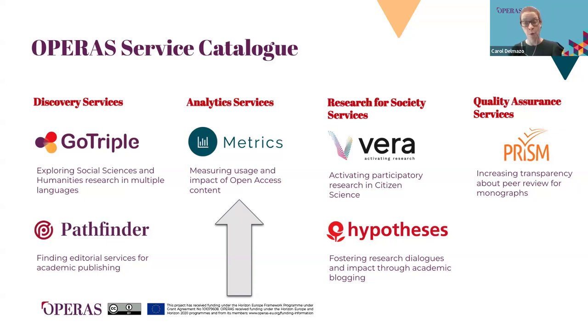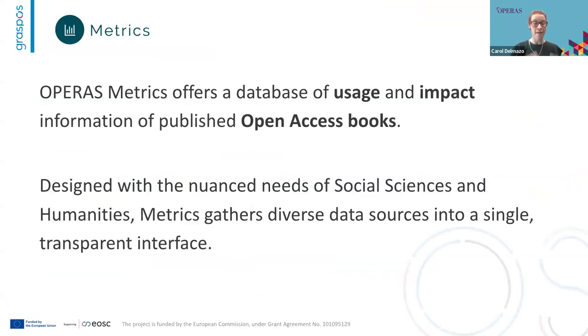We also have Prism, when you talk about quality assurance services, and we had a webinar about Prism 6 months ago through the GraspOS project. You can also access this webinar. Prism can show us how the peer review process is being done for open access books. But the goal today is metrics. It's our analytics service, and I'm going to explain a little bit about metrics for you. When you talk about metrics, we have to think of a database of usage and impact of open access books. It was designed thinking of the social sciences and humanities.